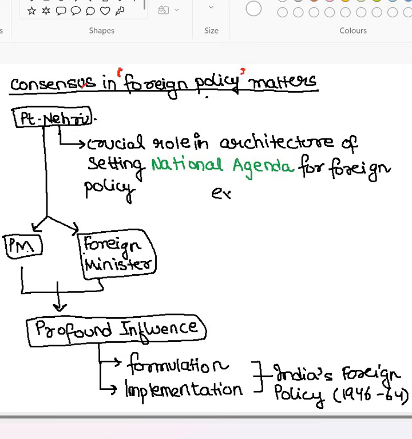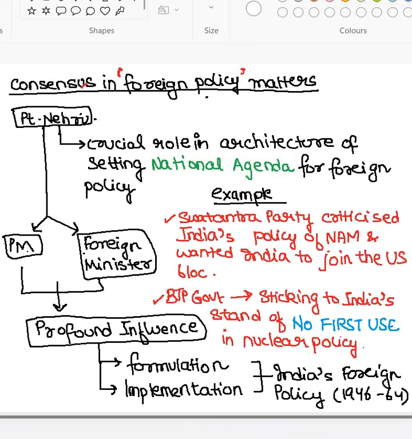Now you will ask, ma'am, what can be an example of such a situation? When the NAM policy was being framed, every political party was asked to present their own opinions and views in the discussion. And the Swatantra Party criticized India's policy of NAM. Swatantra Party wanted our government to join the US bloc. So it is an example that the opinions of all the parties are taken, and the criticism is also accepted.